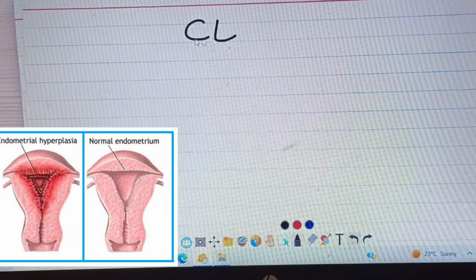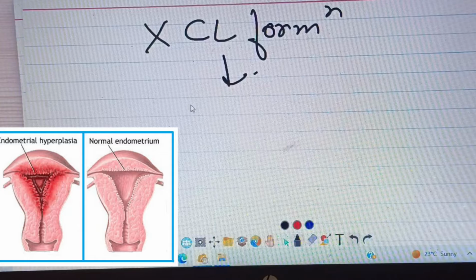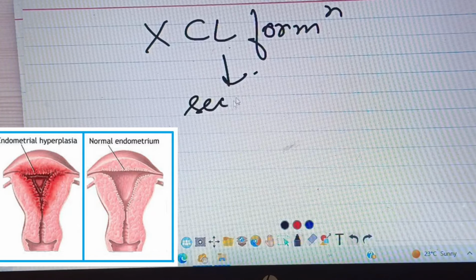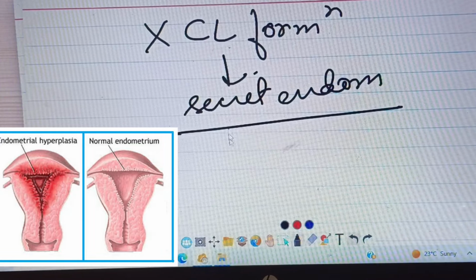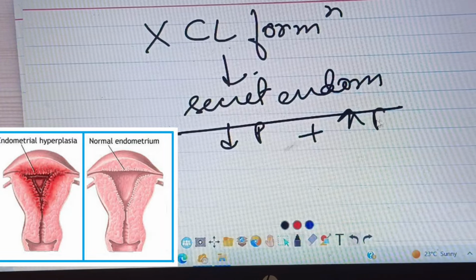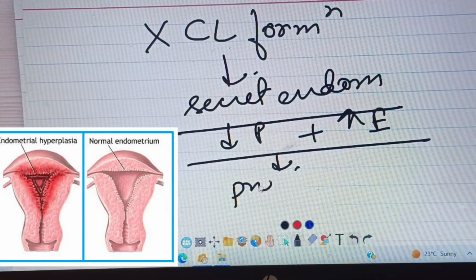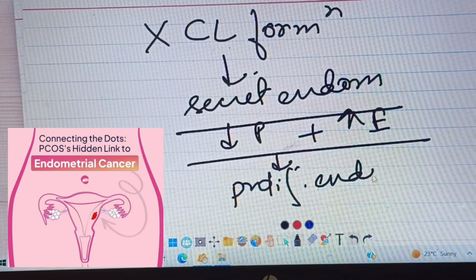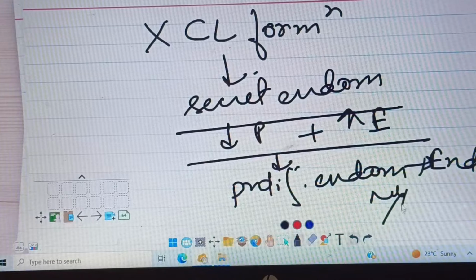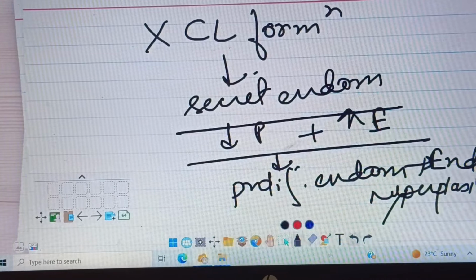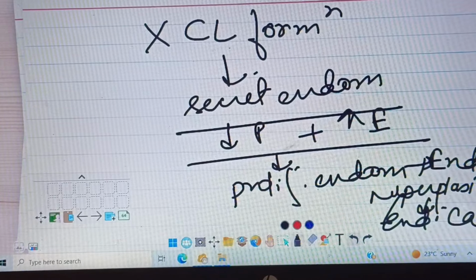Since there is no ovulation, what happens? There is no corpus luteum formation. Since no corpus luteum formation, there will be no secretory phase of endometrium. Therefore, there is decreased progesterone and increased estrogen. Therefore, there will be more and more proliferation of endometrium, proliferative endometrium, leading to what? There will be endometrial hyperplasia. Leading to what? Later on, it can lead to endometrial CA.